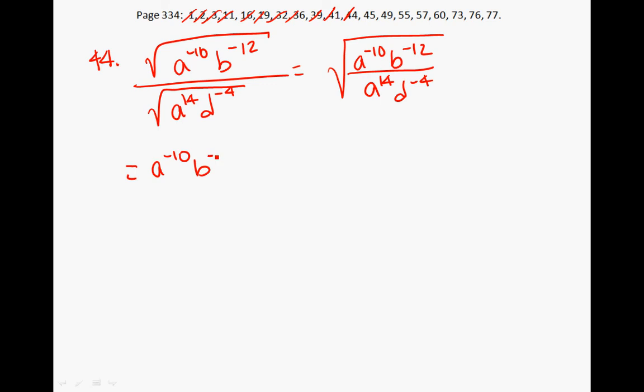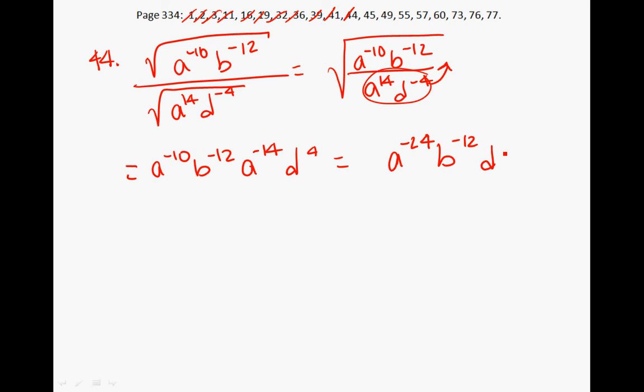The first terms stay the same, a to the negative 10, b to the negative 12, and then we want to move all of these upstairs. So to accomplish that, both the exponents need to change signs. So we get a negative 14, and then d now is positive 4. So if we simplify that, we have a to the negative 24, b negative 12, and d 4. And that would be about as simplified as you're going to get it.